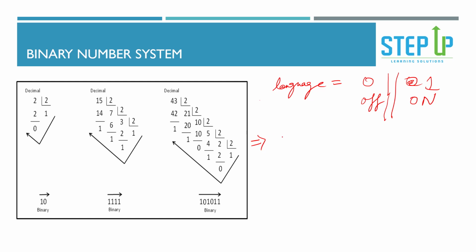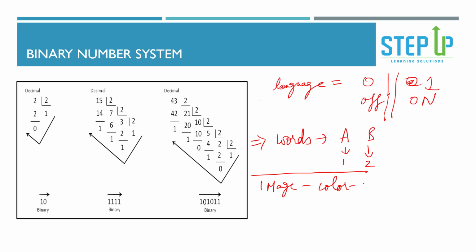So for example, if I have words, now words ultimately are made of alphabets. So for example, A, I could give number 1, B, I could say this is 2, right? Similarly, if I have an image, what I can do is give each color a particular number. That is how it will understand.